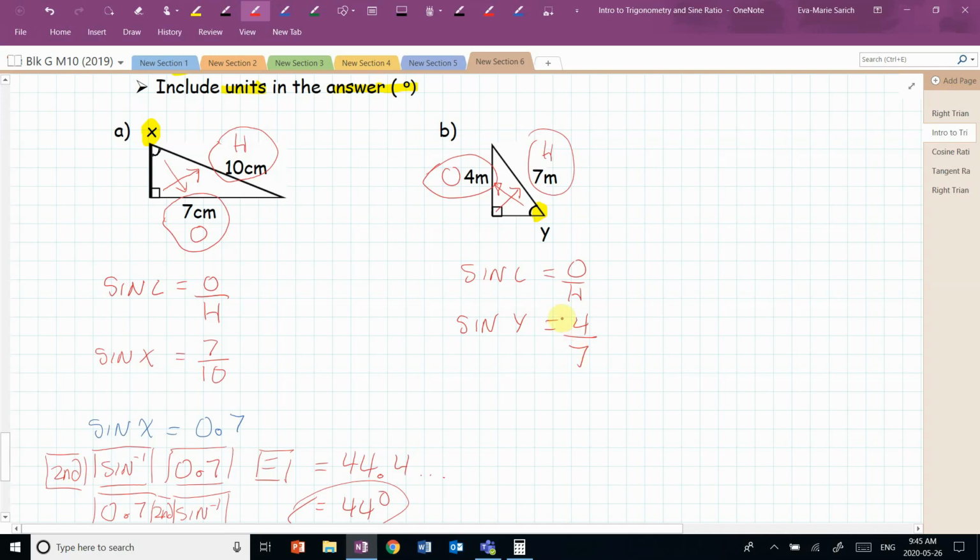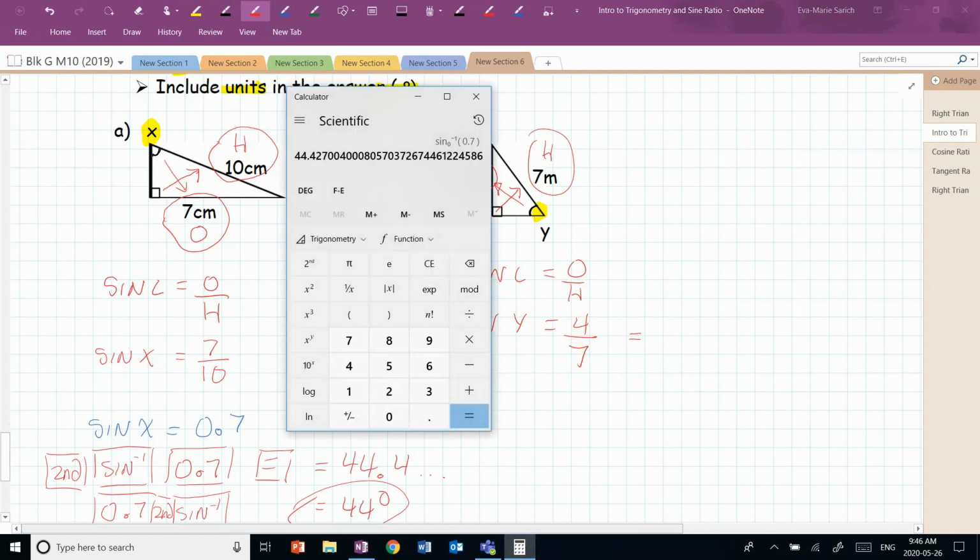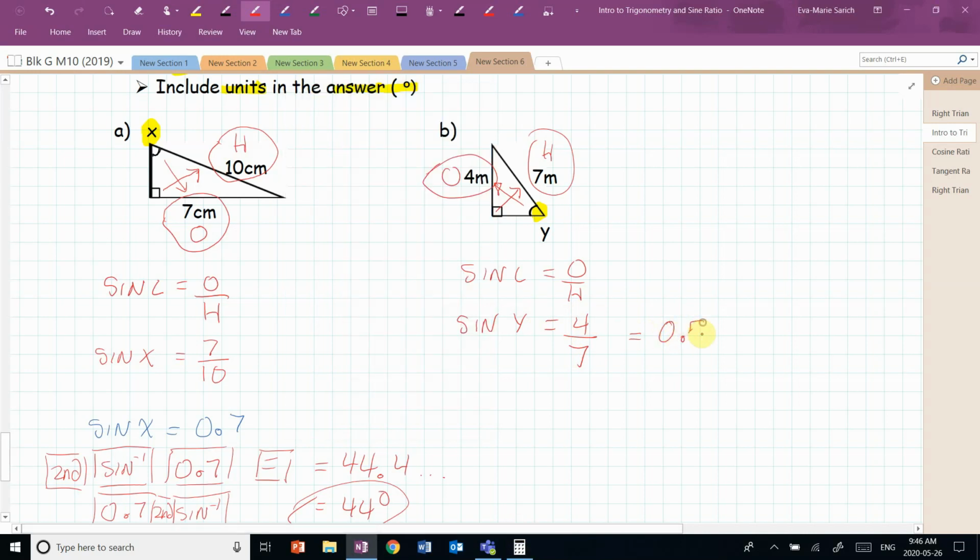Now, if you have the ratio, you're going to turn that into its decimal. So you can just simply take 4 and divide it by 7. Remember, you want it to 3 decimal places. So we're going to clear here. 4 divided by 7 equals 0.5714. So it's going to be 0.571. Now we're using the inverse button to find the degree.